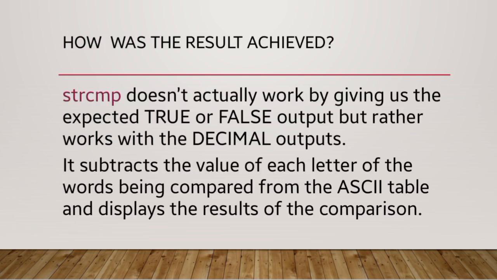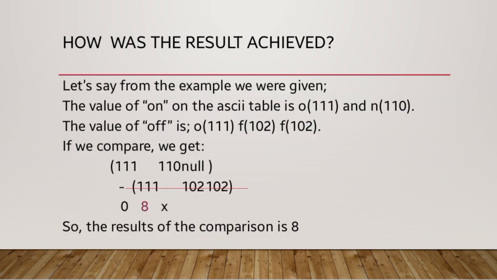That happens because string compare doesn't actually work by giving us the expected true or false value that we want. Rather, it will pick the comparison and display it as an integer, like I said earlier on. But how is this integer then generated? So let's say, from the example we're given in the program, the value of O is 111. The value of N is 110. That is in small letters.